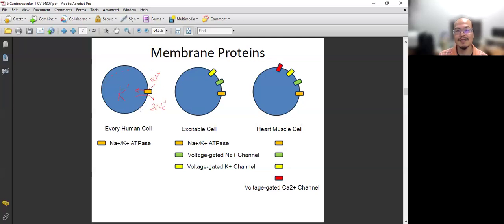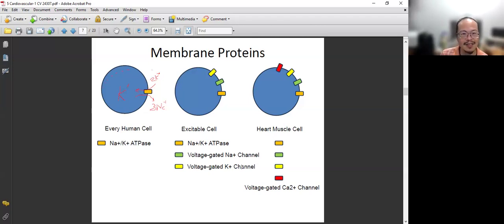Now, with excitable cells, what are excitable cells? Muscle cells and nerve cells. With excitable cells, they have this because every cell has it. But in order to become excitable cells, you need to have two additional membrane proteins. These two additional membrane proteins are this one and this one: the voltage-gated sodium channel and the voltage-gated potassium channel. With these, you can generate an action potential.